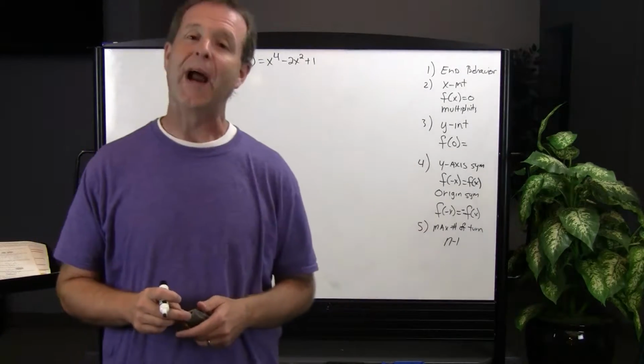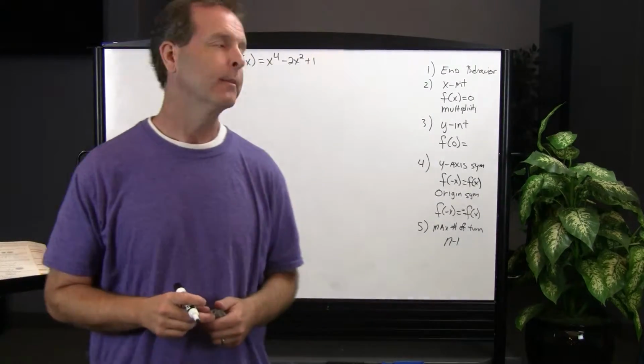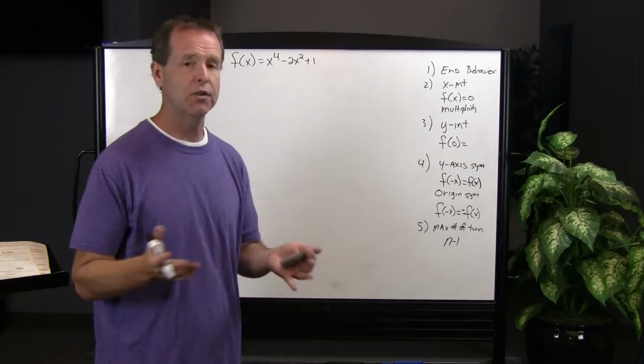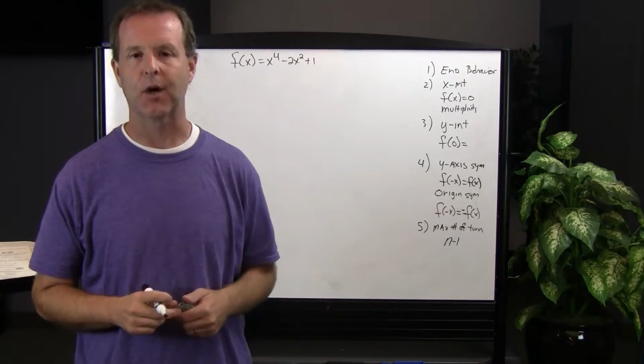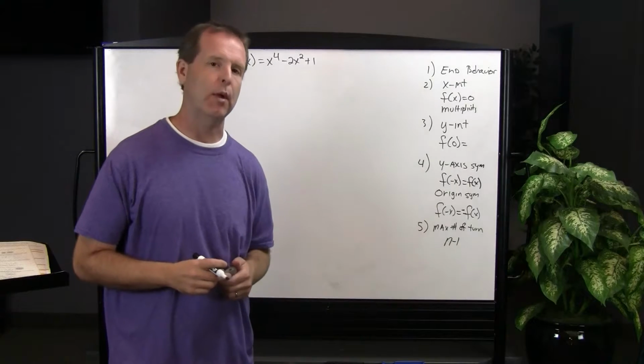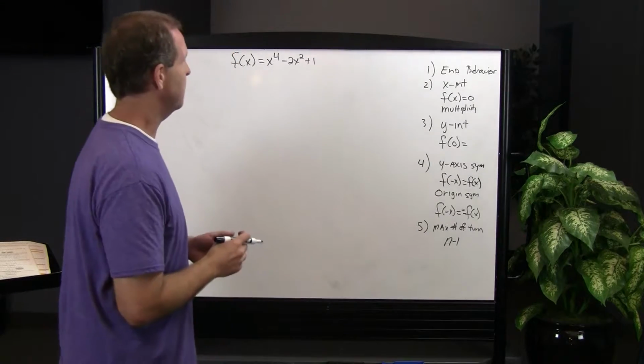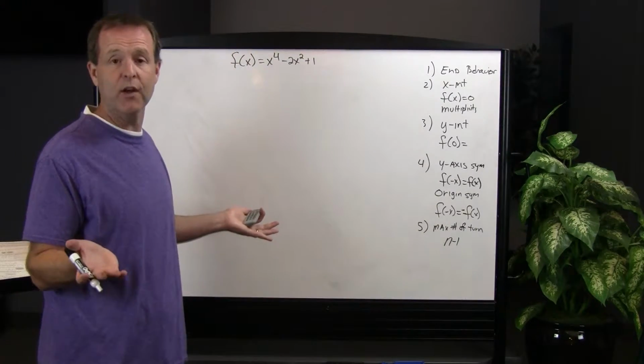So let's go ahead and graph a polynomial function. Over on the right side, and you can also find this in a book and online in many places, are some steps of elements that we want to look out for. And these are things that we already know how to do.